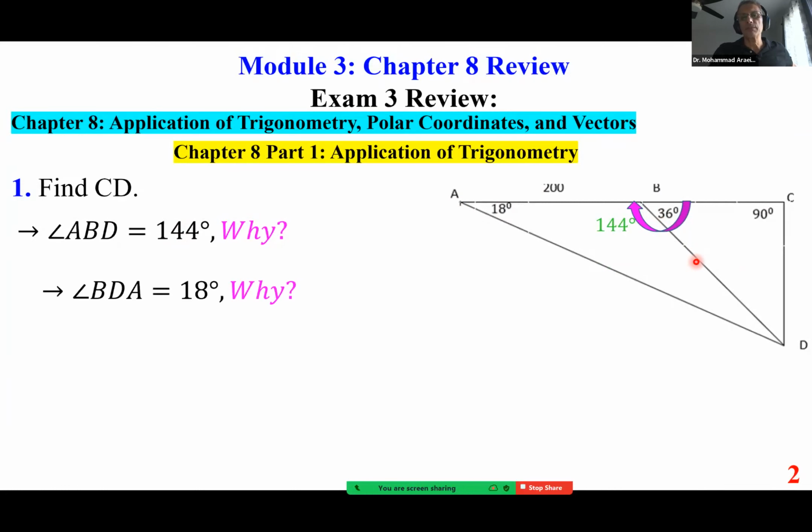Angle BDA is 18 degrees. Why is that? Because this is 144, this is 18. And if you add them up and subtract from 180, this becomes also 18 degrees. That's the reason. So again, the interior angles add up to 180, so 18 plus 144 subtracted from 180 gives you 18 degrees.